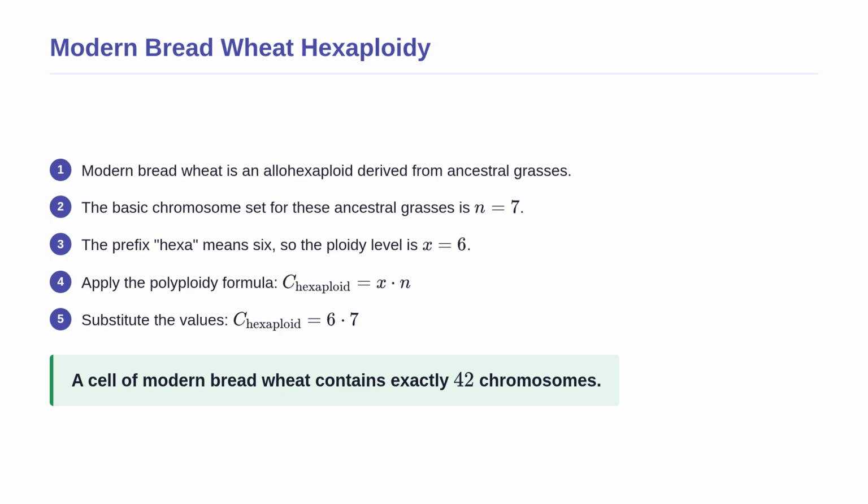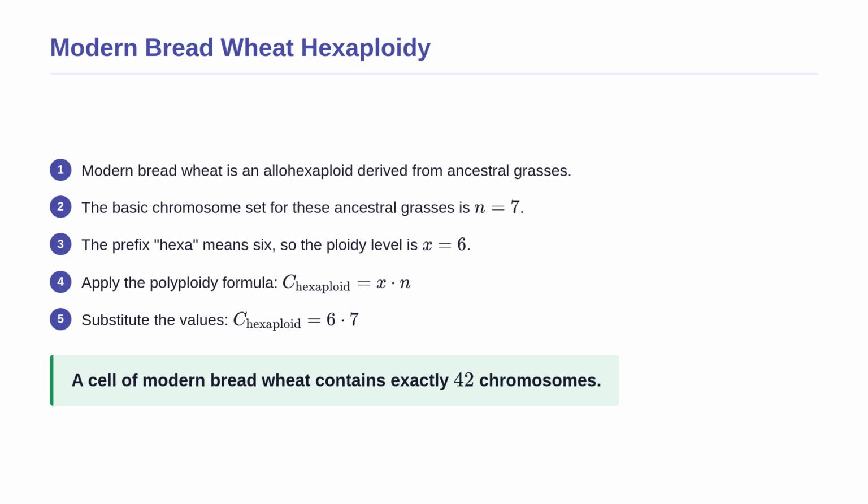Let us look at one more example, this time involving a massive accumulation of genetic material. Modern bread wheat is an allohexaploid, meaning it contains 6 complete sets of chromosomes derived from 3 different ancestral grass species. We are given that the basic chromosome set for these ancestral grasses is n equals 7. We need to find the total chromosome number in modern bread wheat. The problem clearly states the basic monoploid number is 7. It also tells us that bread wheat is hexaploid. The prefix hexa means 6, so our ploidy level, x, is 6.